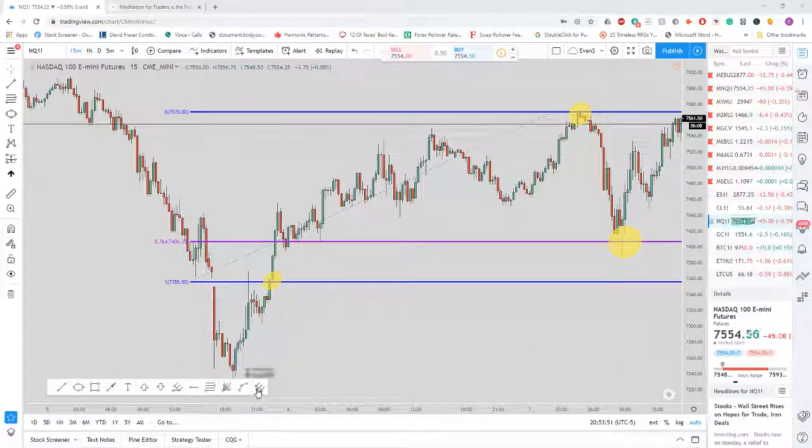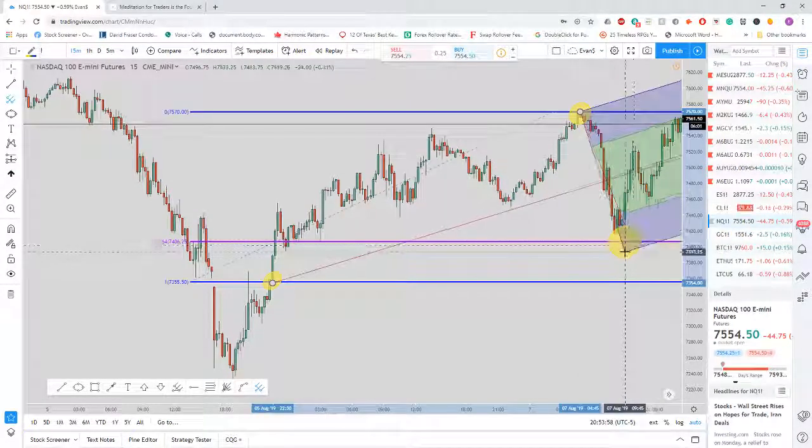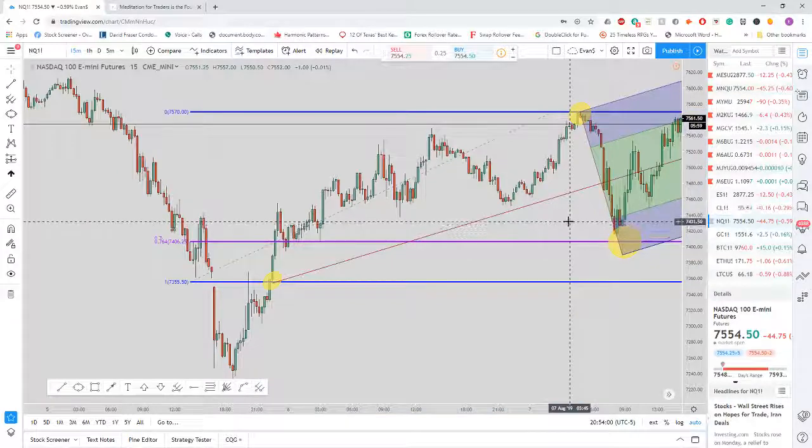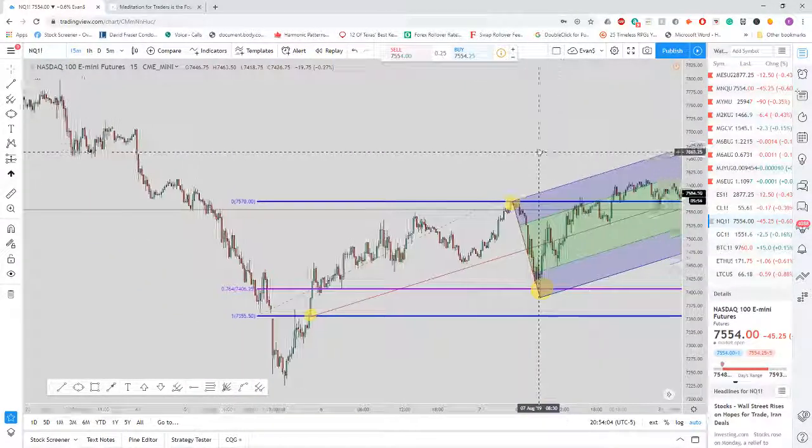So I got down here on that bar right here, there's Andrews Pitchfork. All you do is click it once, click it twice, click it a third time. So that's all there is to drawing Andrews Pitchfork. That's how I draw it.